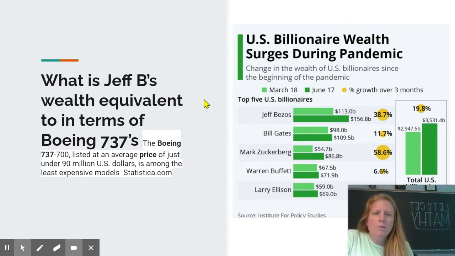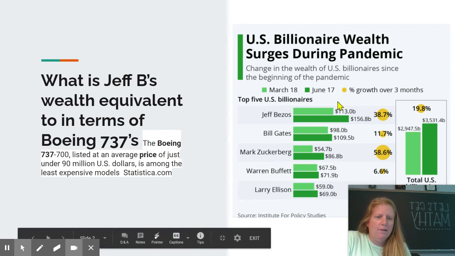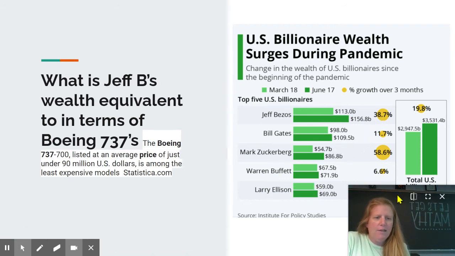Okay, so one thing we're going to look at is that during the pandemic, quite a few US billionaires saw a surge in their wealth. So we see here on this graph, we have Jeff, Bill, Mark, Warren, and Larry. You can see they all had significant increases in their overall wealth. So what we're going to do is look at Jeff Bezos' wealth.